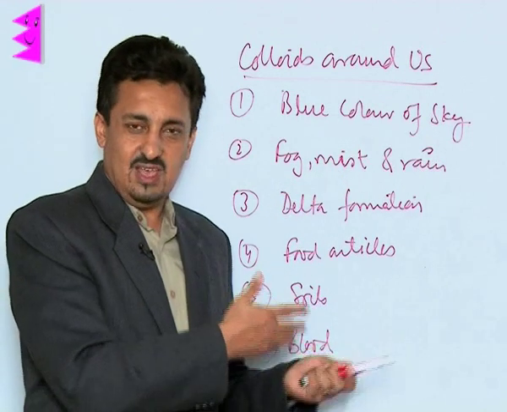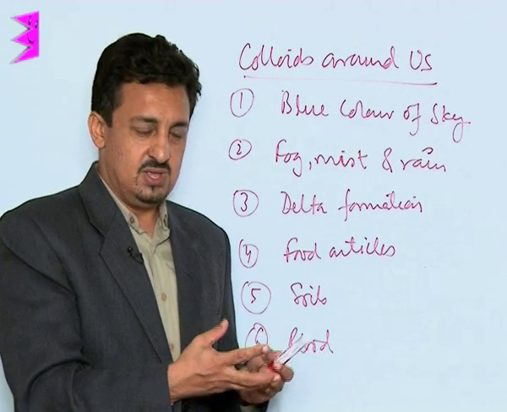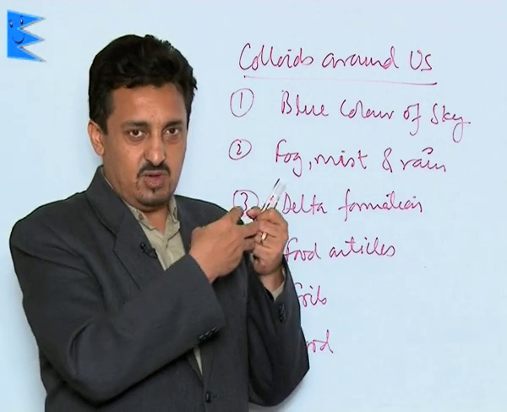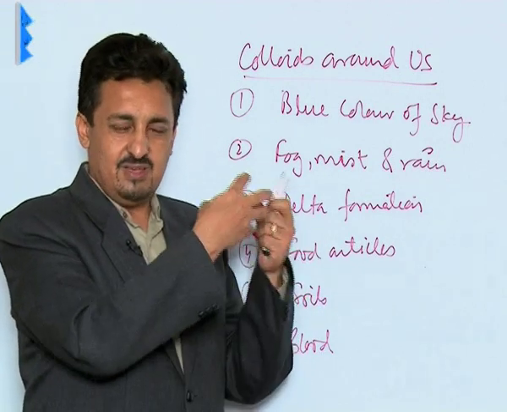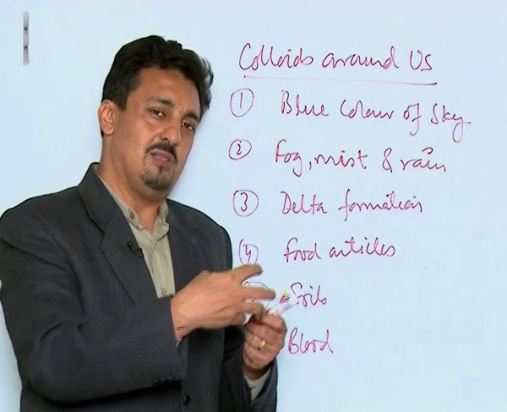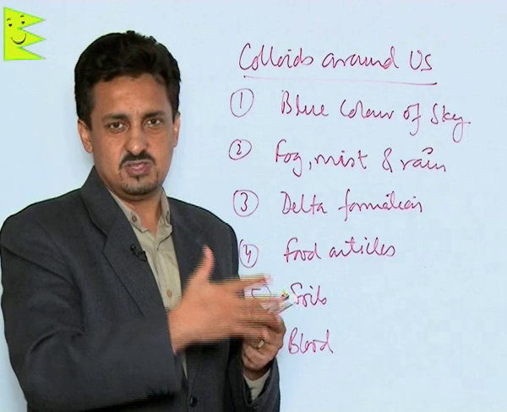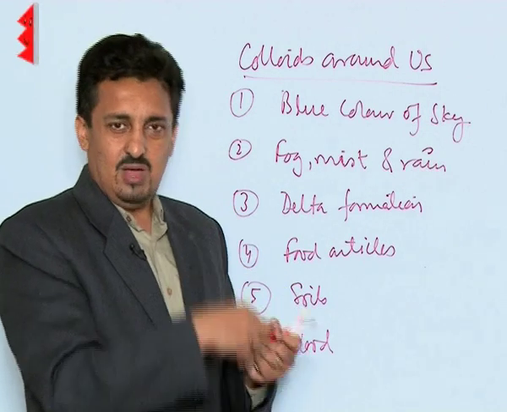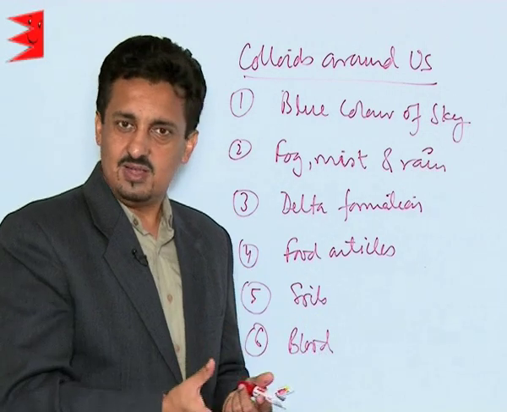Then delta formation, as I explained to you in coagulation. The minerals and particles which the river is bringing along with it are all in the form of colloidal particles, and the moment they come in contact with the salts of the sea water, they get coagulated and form a land which is called a delta.